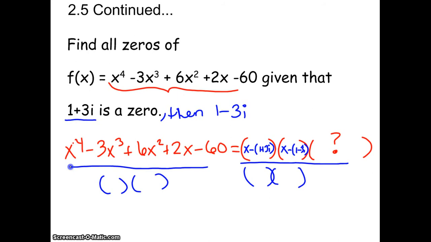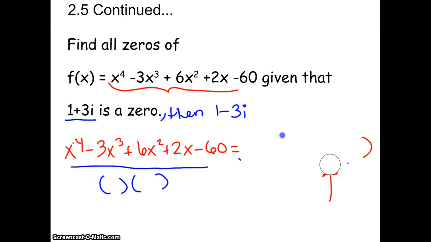So what you're going to do is multiply these factors together so we can have just one polynomial here. Once I have this polynomial, I'm going to multiply x minus (1 plus 3i) and x minus (1 minus 3i), then divide it. It's going to give me that factor, and then I'll be able to go from there.